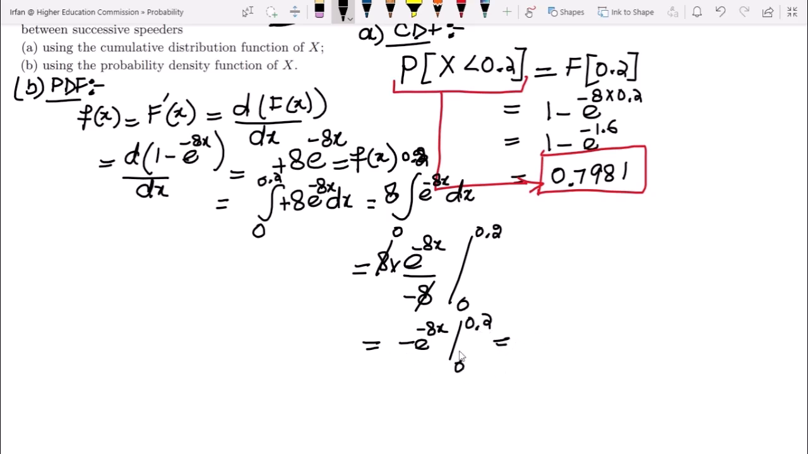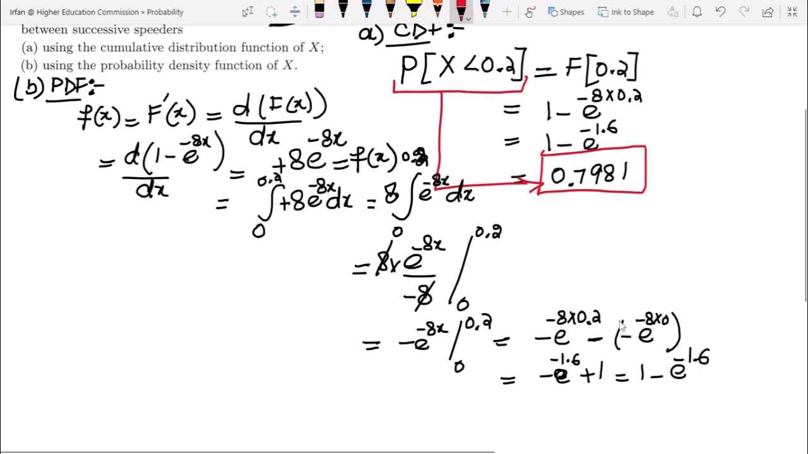Now, finding these ranges by writing the highest limit first and then the lower one, I will get minus exponential of minus 8 into 0.2, and then subtracting from it minus exponential of minus 8 into 0. So I will get minus exponential of minus 1.6, and then this minus minus will become plus, so plus 1, or it is 1 minus exponential of minus 1.6.